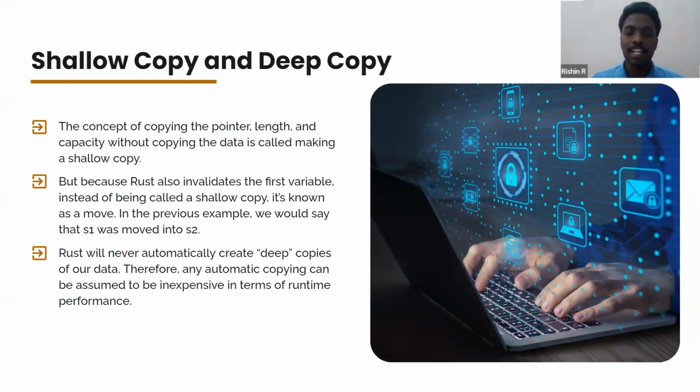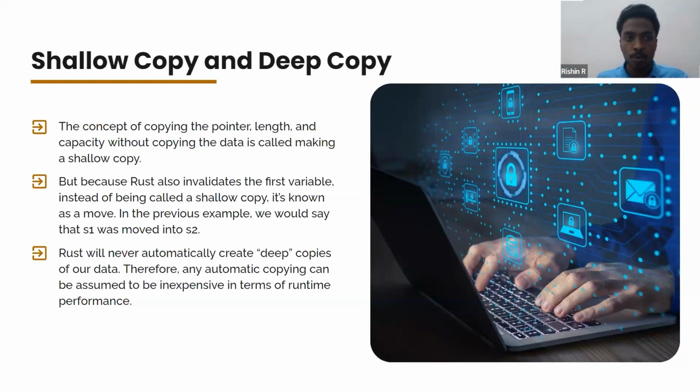Okay, these are the only things that will be copied. But Rust invalidates the first variable, so instead of being called a shallow copy, it's known as a move. And Rust will never automatically create a deep copy. Okay. So what is a deep copy? In deep copy, we will also take the entire data and then we will copy everything into the next variable.